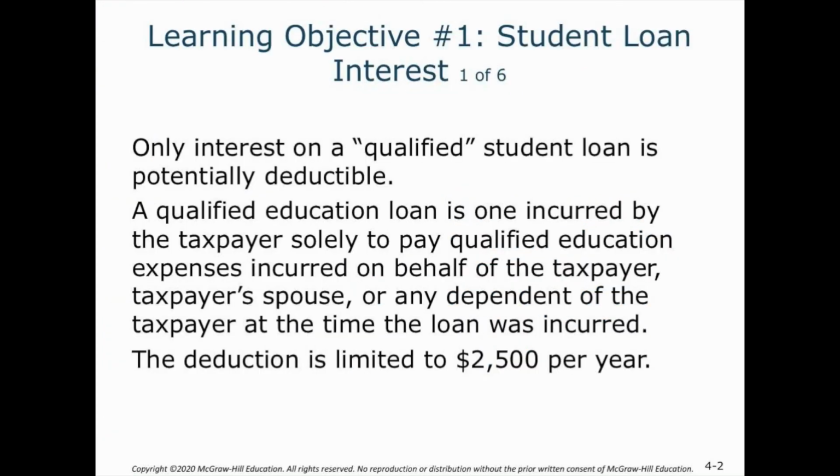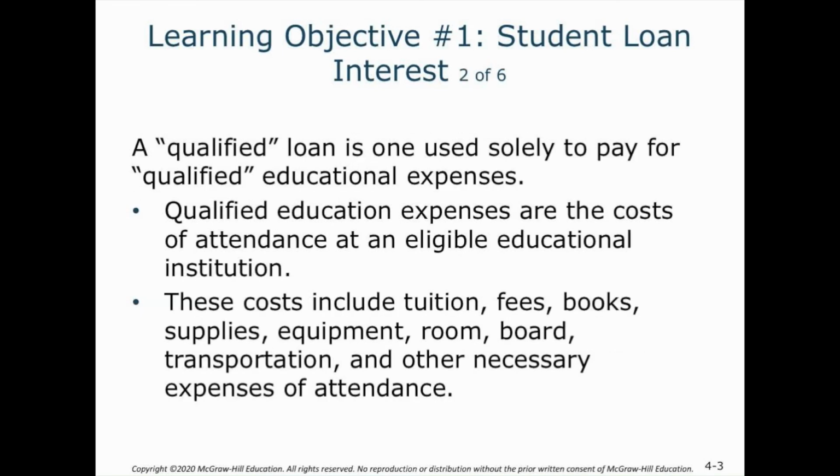When deducting interest for our adjusted gross income, we're going to have a limit on the amount we're going to be able to deduct of $2,500 per year. And an important distinction here is that the interest must be on a loan that's used for a qualified student loan, so qualified student educational expenses.